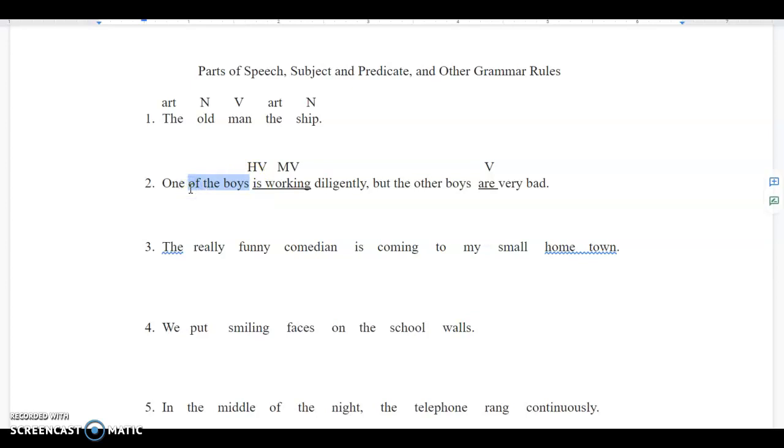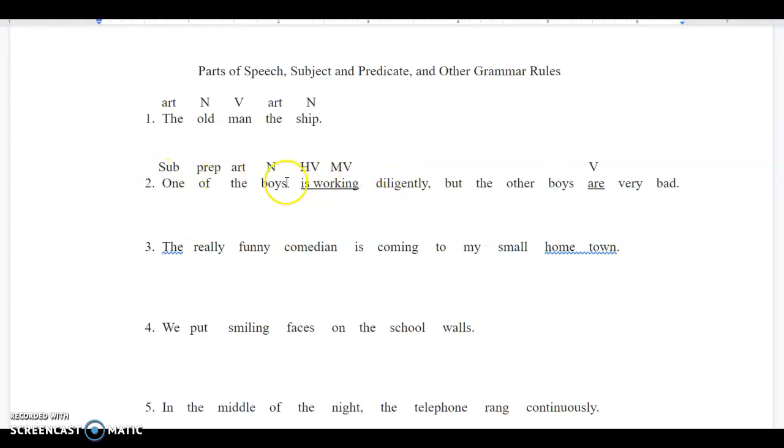phrase. And prepositional phrases cannot be part of your subject. And also, if you take a look at your verb, is working, is singular, right? So it cannot be boys because boys is a plural. Okay. So one is your subject. Of is your preposition. The is your article. Boys is your noun.